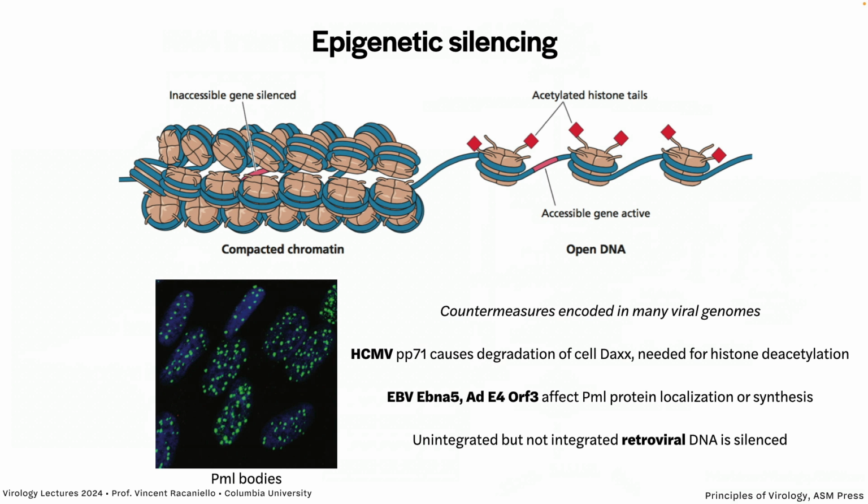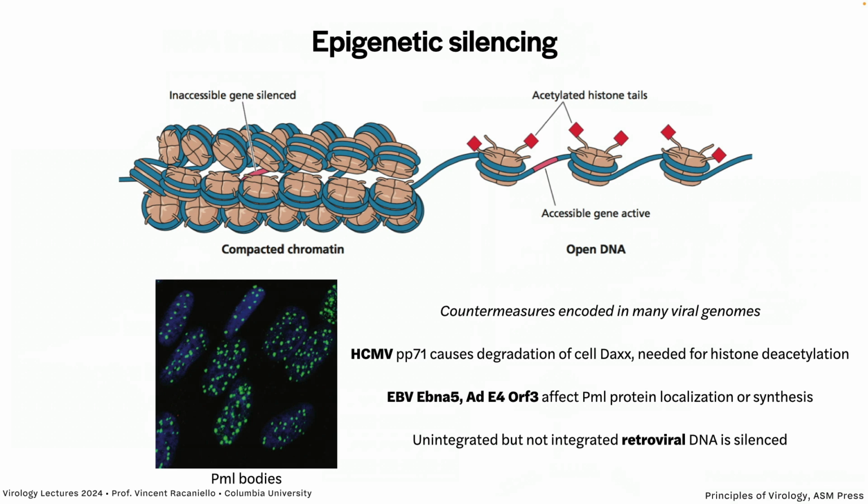Then we have epigenetic silencing. And this relates to something I told you earlier, and that is when viral DNA enters the nucleus, it gets wrapped around chromatin. We call that chromatinization. It gets wrapped around nucleosomes and silenced. And of course, viruses cannot have their DNA silenced, otherwise they would not replicate.